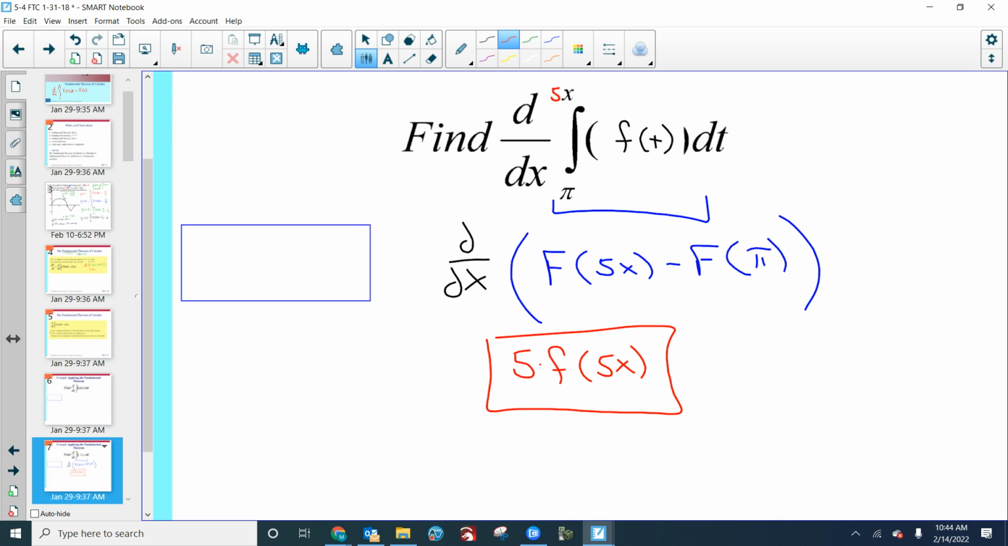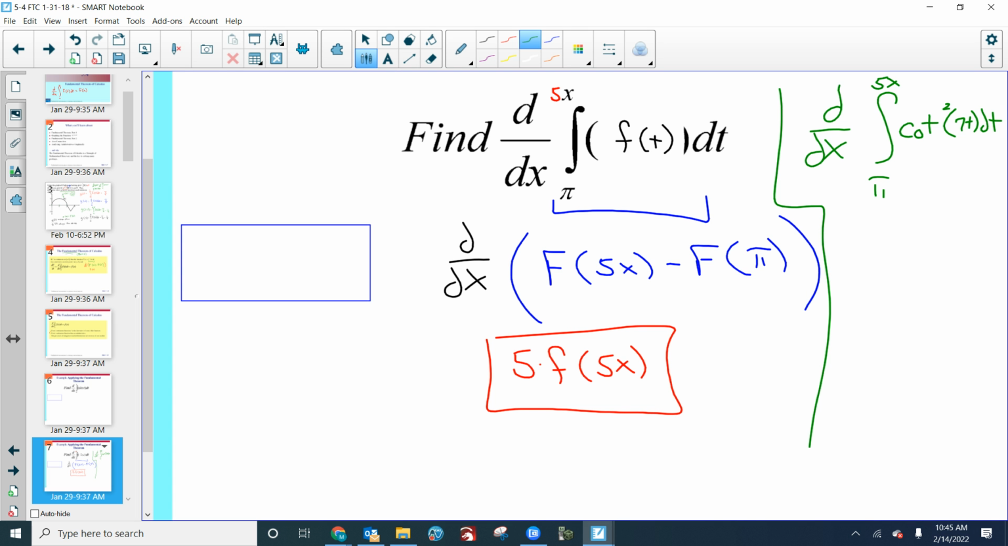All right, let's make this concrete. Cotangent squared 7t dt. What's my answer? Do you agree little f of t is cotangent squared of 7t? That's little f of t.